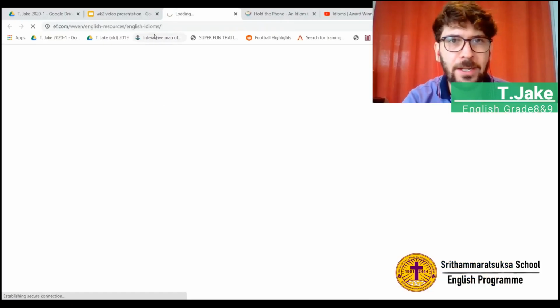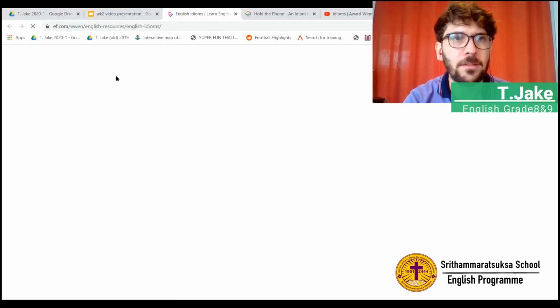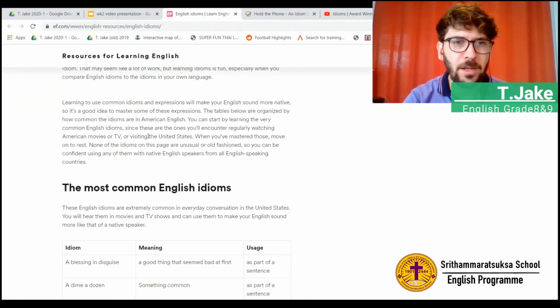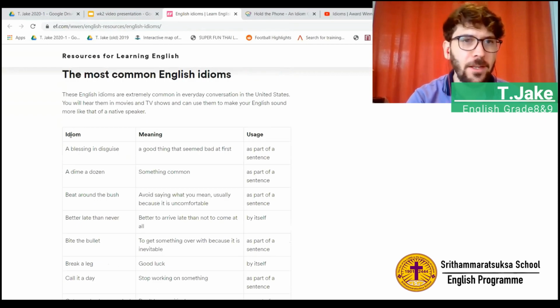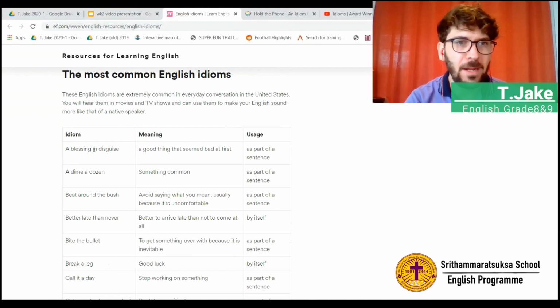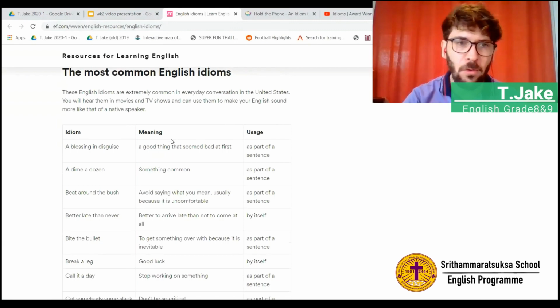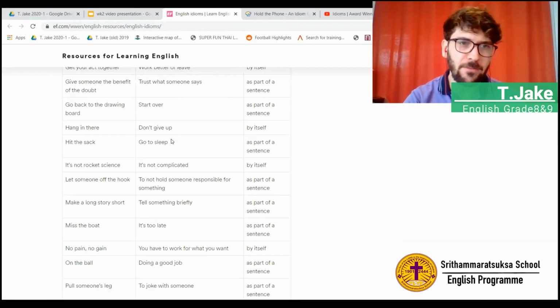Here's some English idioms for you. So a lot of reading here, but what I want to show you is this chart. An idiom, the meaning, and how we use it. So a blessing in disguise means a good thing that seemed bad at first, okay? And we have a whole lot of these here. If you want to, you can have a look through these.